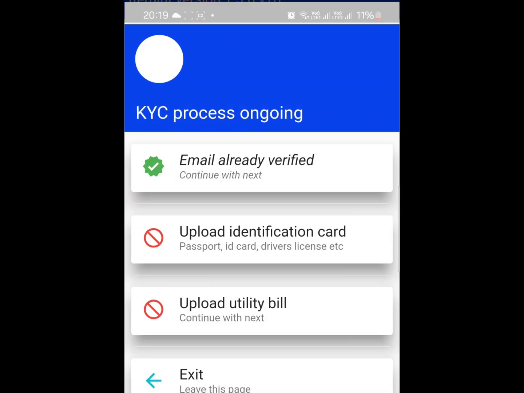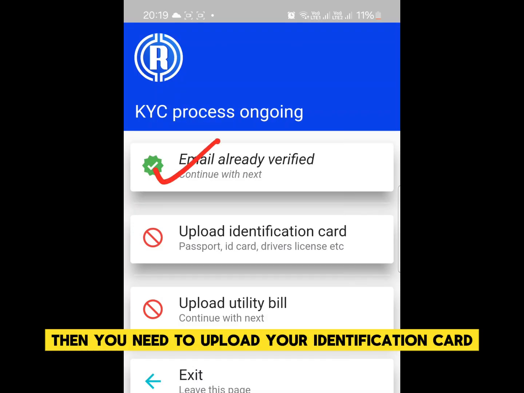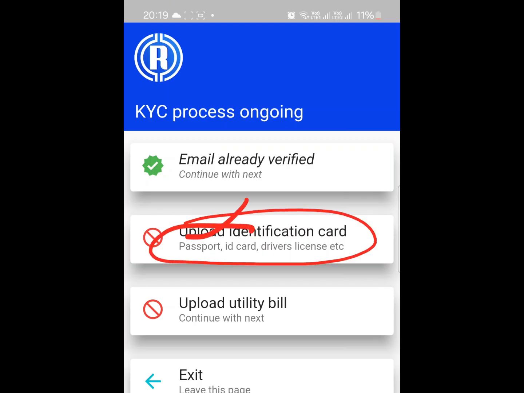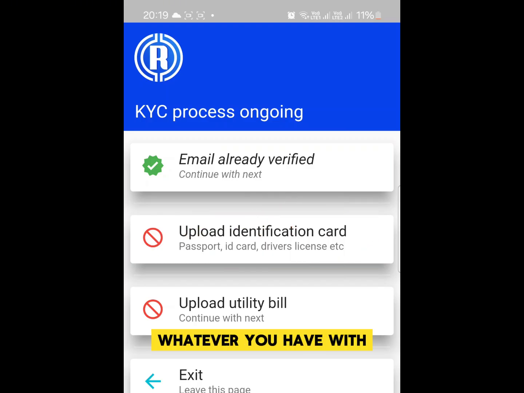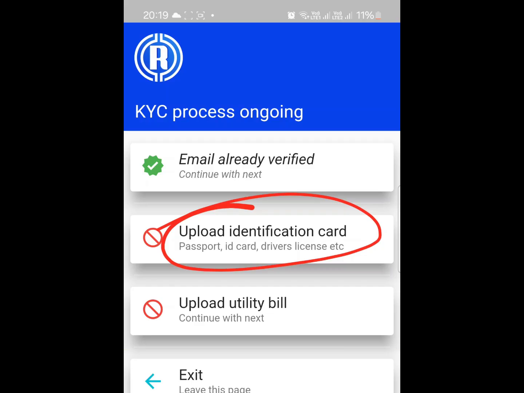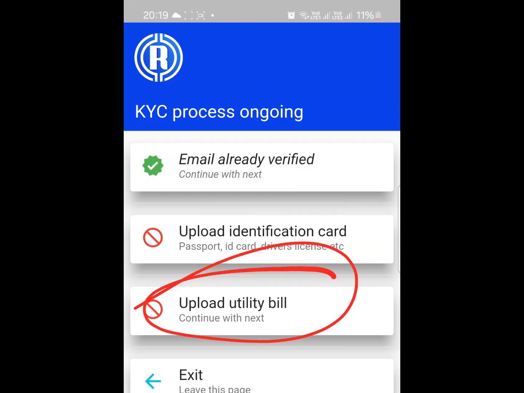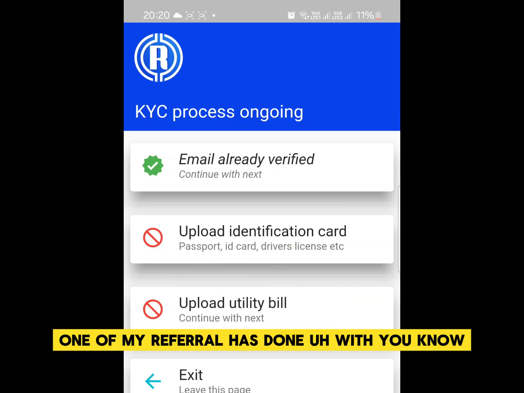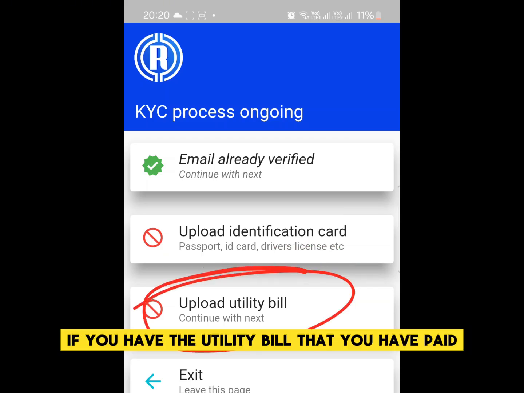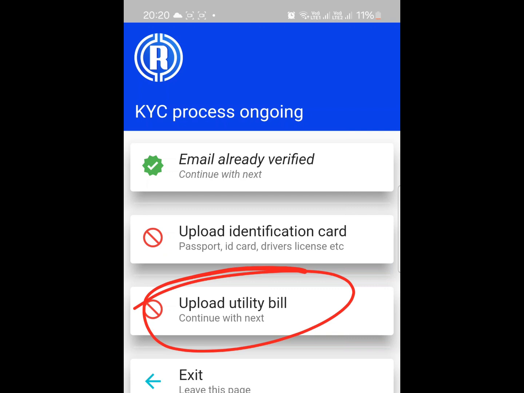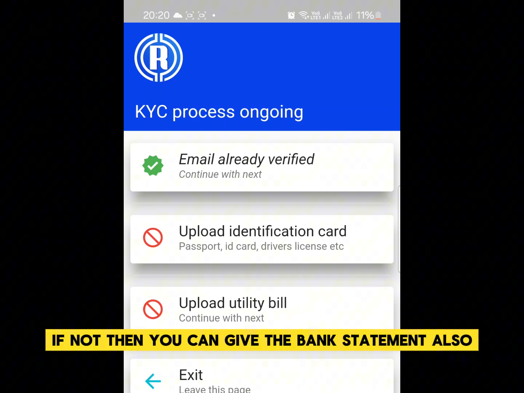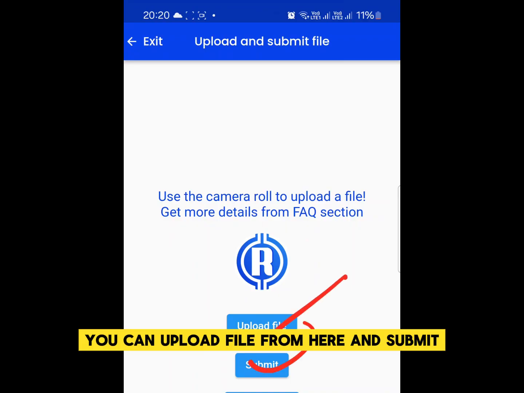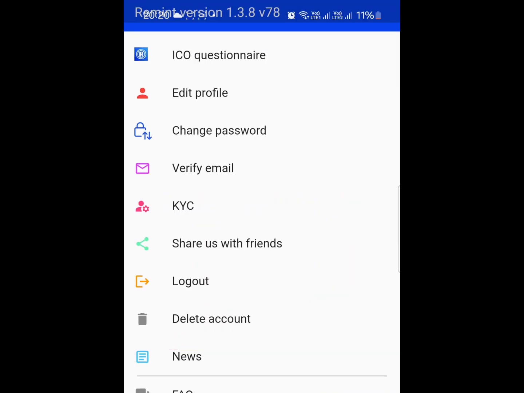It's very easy. When you verify the email, then you need to upload your identification card, as they have included here: passport, ID card, driving license, whatever you have, you can upload the documents. And for the utility bill, you just upload. You can upload the bank statement also, it is also accepted. One of my referrals has done it: if you have the utility bill that you have paid, then you can upload that photo. If not, then you can give the bank statement also. You can upload the file from here and submit. The KYC process is very easy.